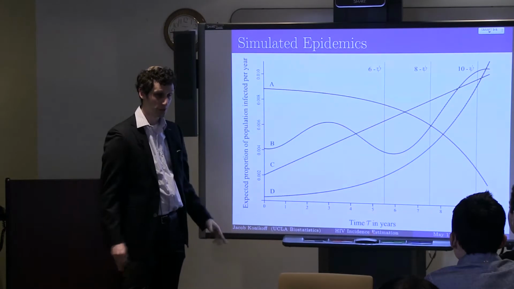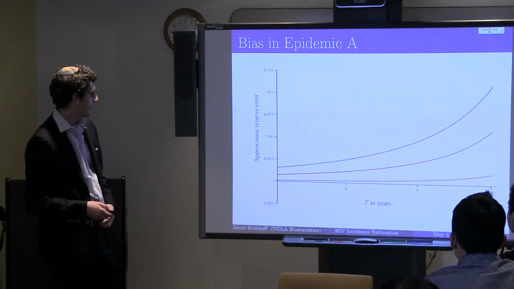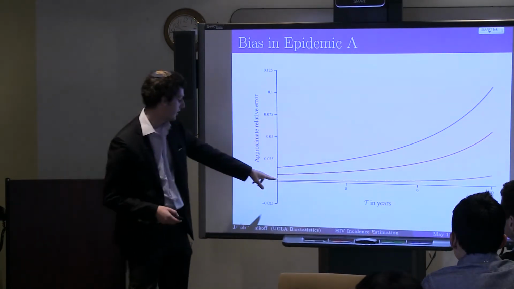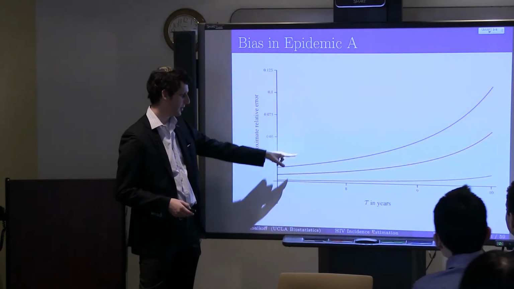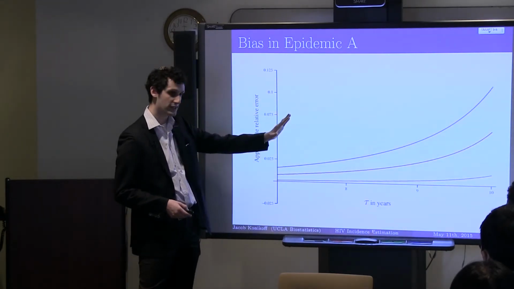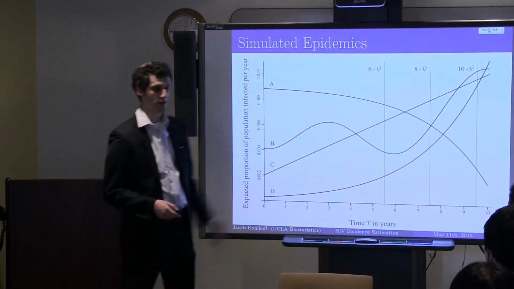In all the other cases, there will be bias in the estimator. So here's the bias. I should have labeled these. This is the low bias one, not surprisingly, all the way down. This is the optimal one, and this is the 2 assays. So you can see that when you use the fewer assays, you get the most bias. And this is Epidemic A, which is this decreasing epidemic.